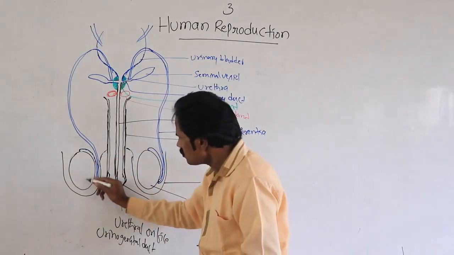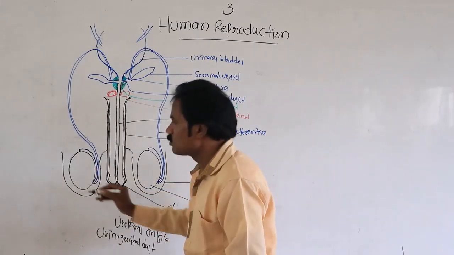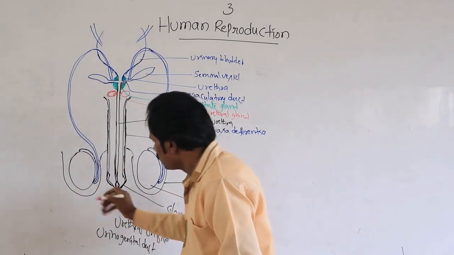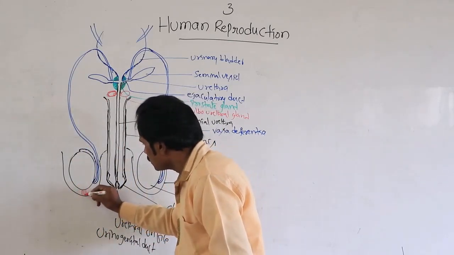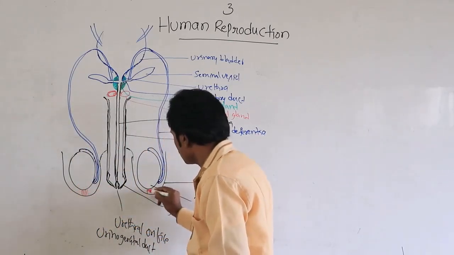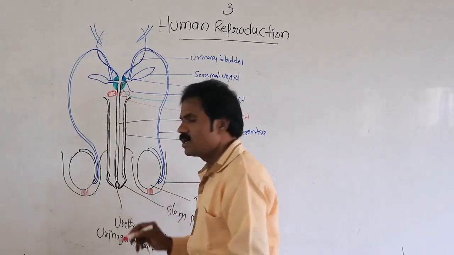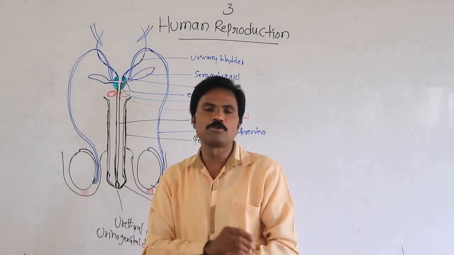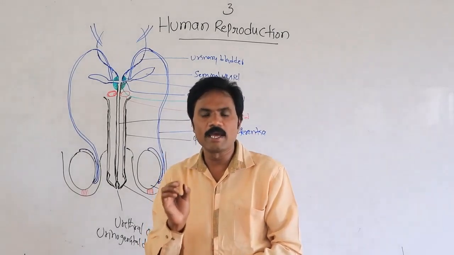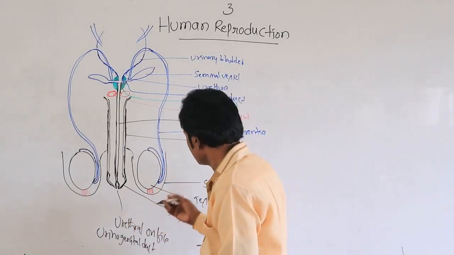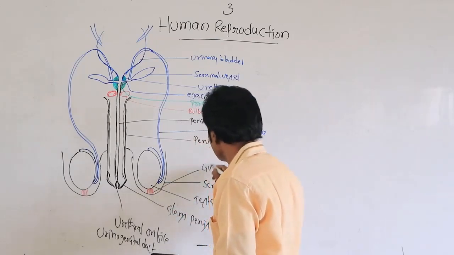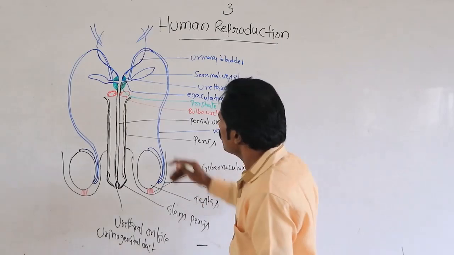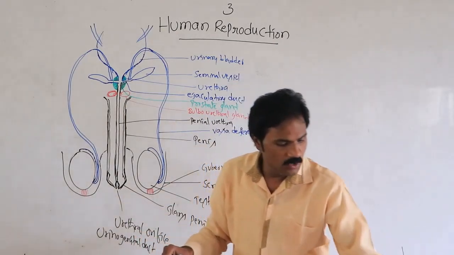But in between the testis and the scrotal sacs, there are spermatic cords present. What is the name of the structure which holds the testis in perfect position? There is a gubernaculum. This represents the gubernaculum. So this is the diagrammatic view.